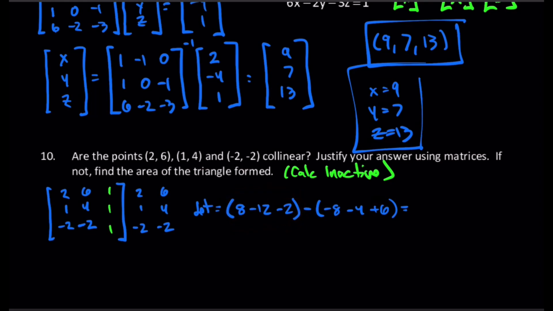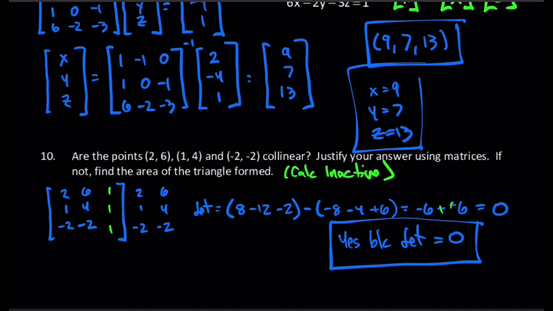Combine those. So -4, I got -6 there. Minus, combine these, -12. That's -6 also. All right, so careful. Right, cancel those. I get 0. So, answer to the question: yes, they are collinear because the determinant equals 0.